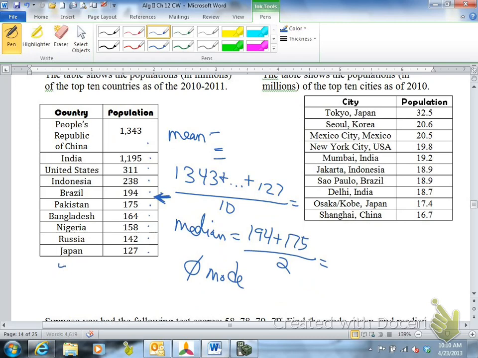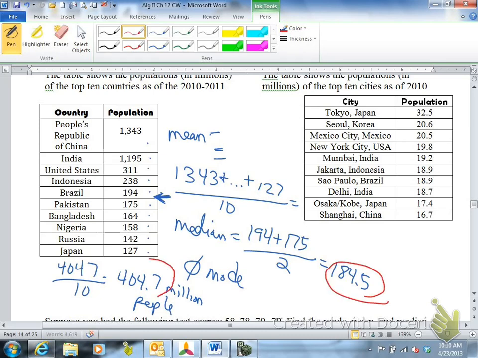So when adding them all up, I got this number, 4047, divided by 10, gave 404.7 million people as the average. And for my calculator, the median is 184.5 million people, and there was no mode.